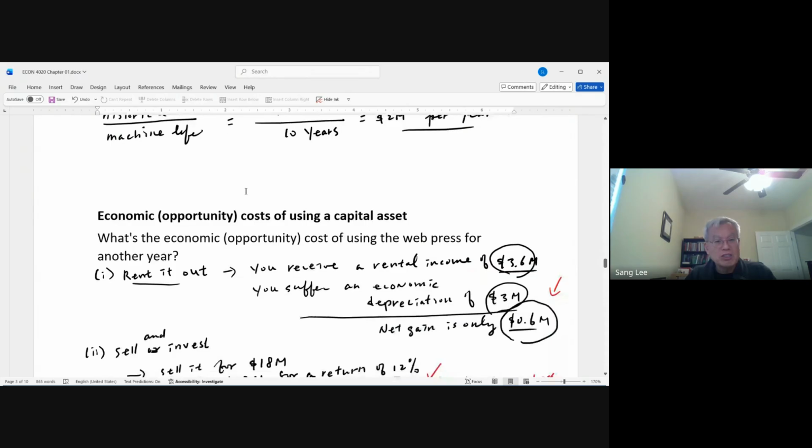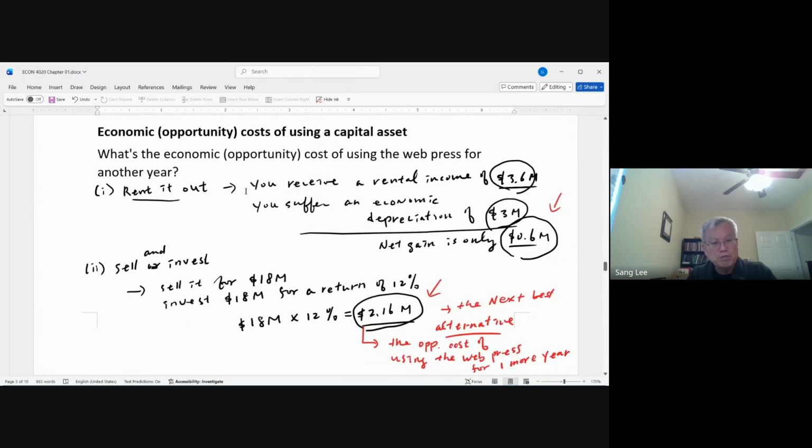Now, as a decision maker, how would you compute the opportunity cost of using a capital asset? So you compare two options. One, rent it out. Second, sell and invest. And between these two, the larger profit is the opportunity cost of using the web press machine for another year.